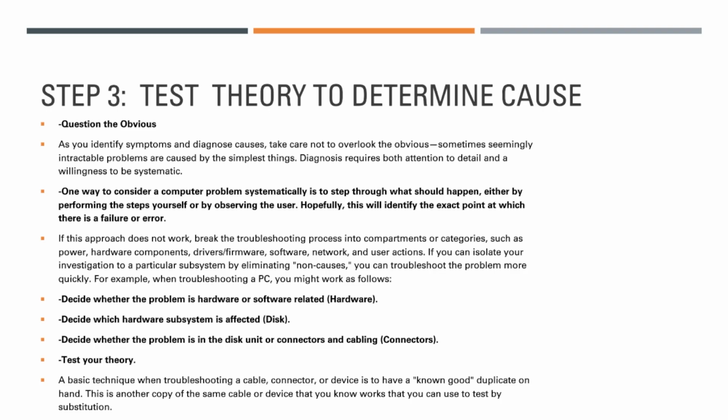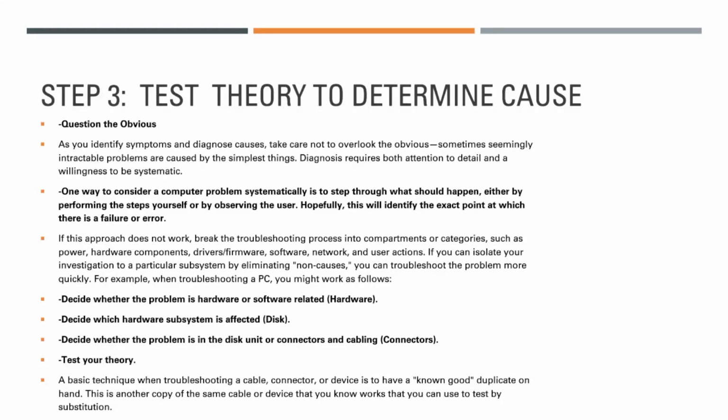One way to consider a computer's problem systematically is to step through what should happen, either by performing the steps yourself or by observing the user. Hopefully, this will identify the exact point at which there is a failure or error. If this approach does not work, break the troubleshooting process into compartments or categories, such as power, hardware components, drivers, firmware, software, network, and user actions. If you can isolate your investigation to a particular subsystem by eliminating non-causes, you can troubleshoot the problem more quickly.